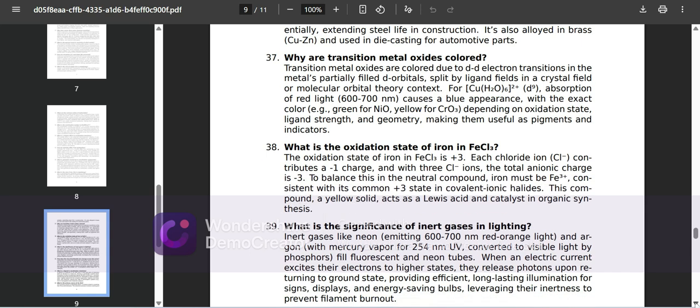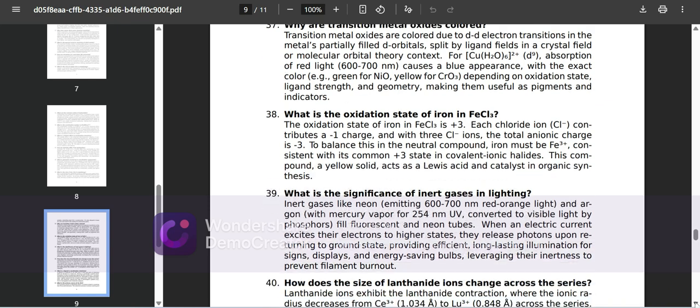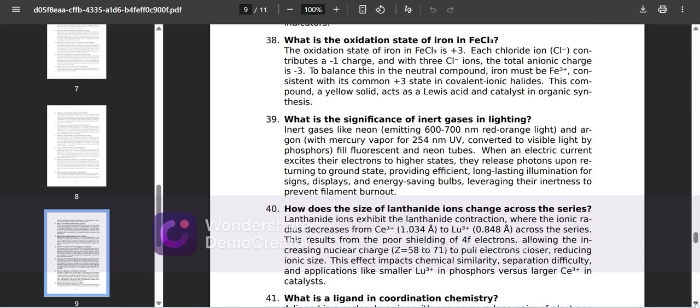Why are transition metal oxides colored? Transition metal oxides are colored due to electron transitions in the metal's partially filled d orbitals split by ligands. For Cu(H2O)6 2+, d9, absorption of red light, 600 to 700 nanometers, causes a blue appearance, with green for nickel oxide and yellow for CrO3, depending on oxidation states, ligand strengths, and geometry, making them useful as pigments and indicators.